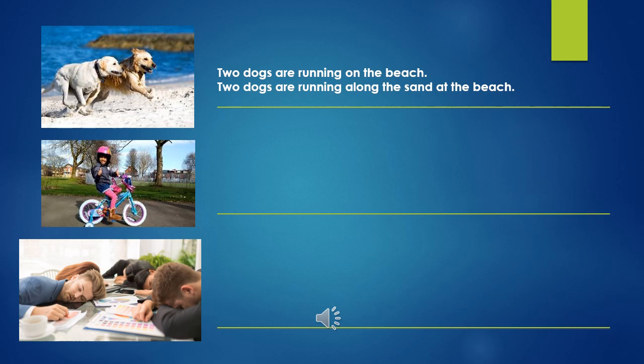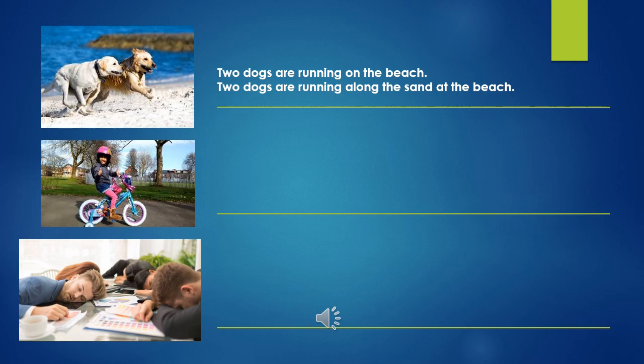The first simple sentence, two dogs are running on the beach, is the most basic sentence you can make for this picture. That is the minimum that you can do. If you just said two dogs are running, it's just not enough. Dogs are running, even worse. And let's try to avoid "there are dogs running." Let's avoid that kind of stuff. Whenever you're speaking or writing, you really want to avoid using there is and there are.